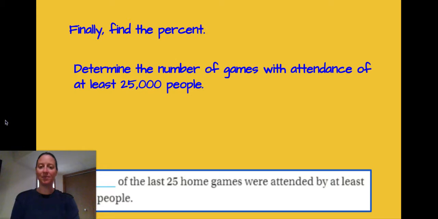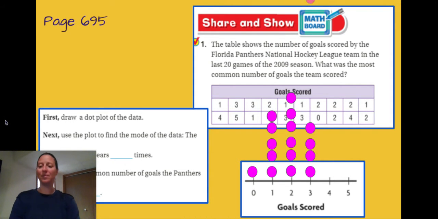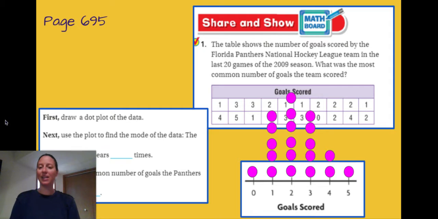Page 695. The table shows the number of goals scored by the Florida Panthers National Hockey League team in the last 20 games of the 2009 season. What's the most common number of goals the team scored? So again, you're going to use the information, make a dot plot. Then when you're done making your dot plot, you can use that information to help you answer the problem.